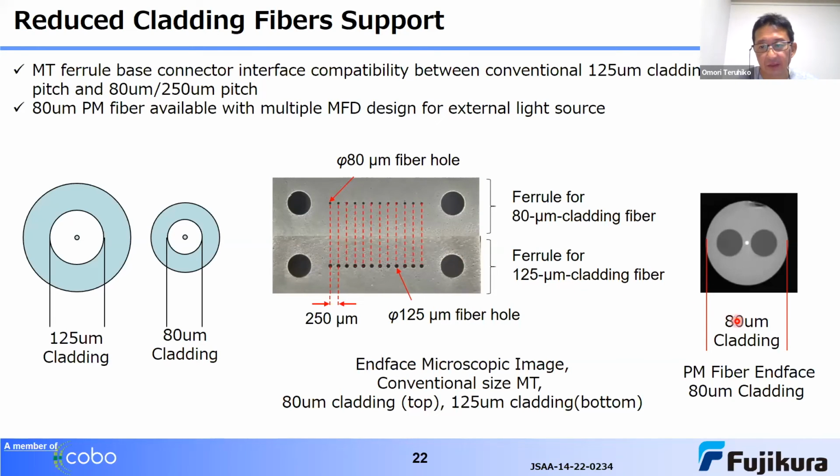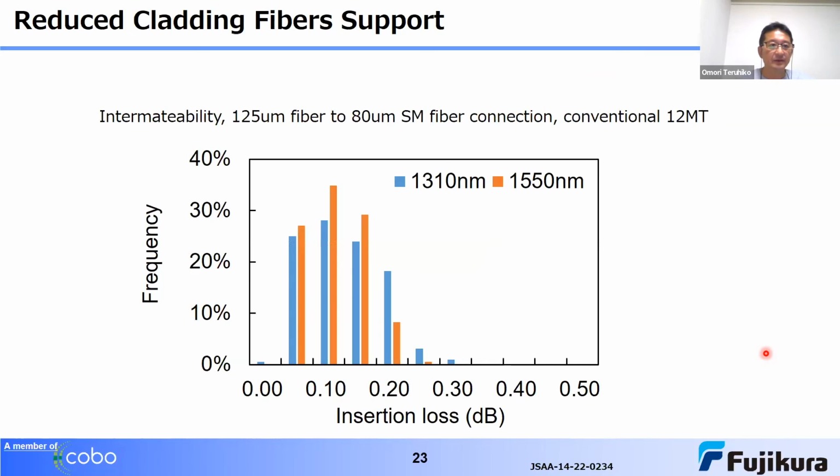Also, we have 80 micron cladding in PM fiber, especially for external laser applications. And this slide shows the reduced clad fiber intermateability test. This shows good results for 80 micron single mode fiber connection with a conventional 12 fiber MT ferrule.